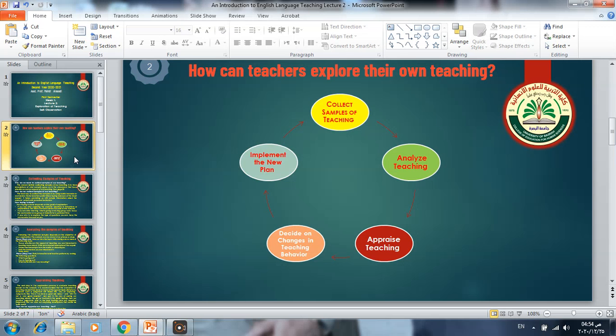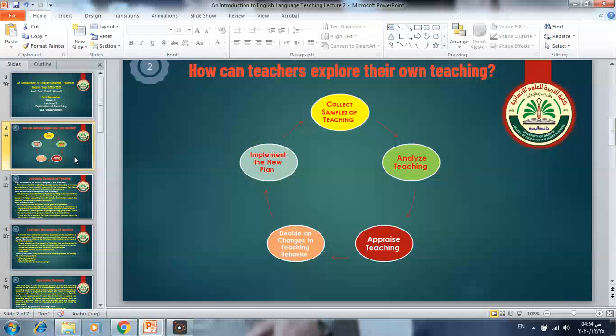After we collect the samples of teaching, we start analyzing these samples. After that, we appraise teaching, we evaluate teaching, and then the next step is to decide on changes in teaching behavior. What teaching behaviors need to be changed, and then we implement the new plan. What is our new plan according to the decisions that we have reached? Okay, now we try to implement the new plan.